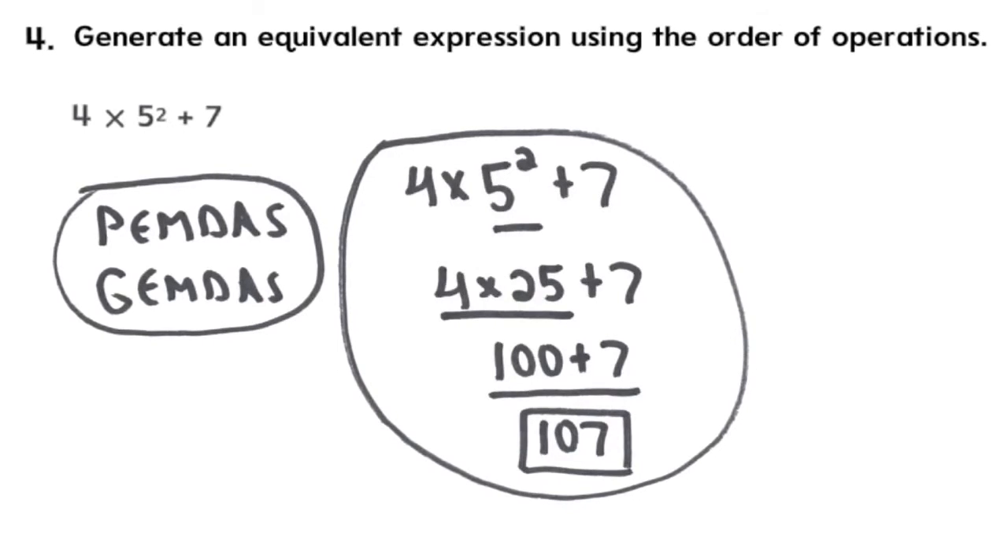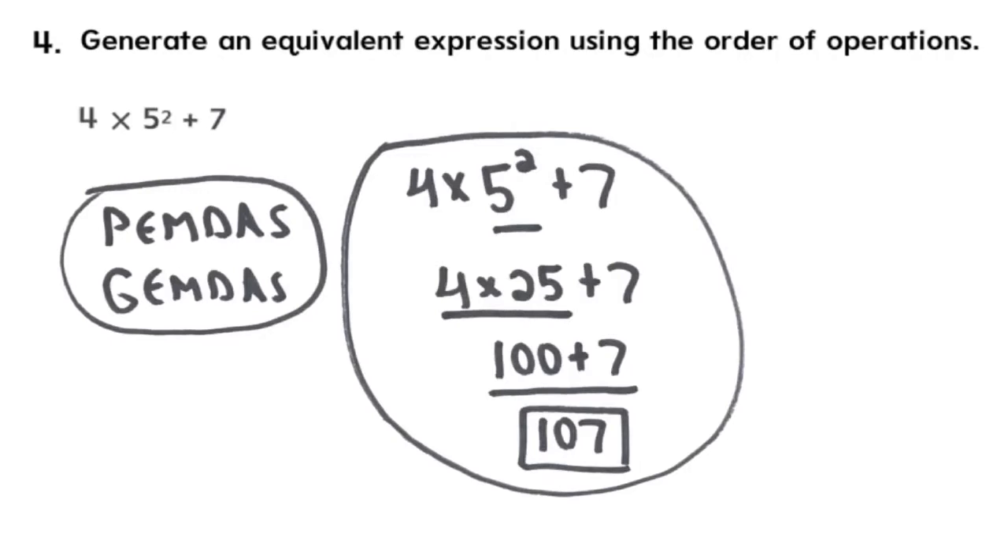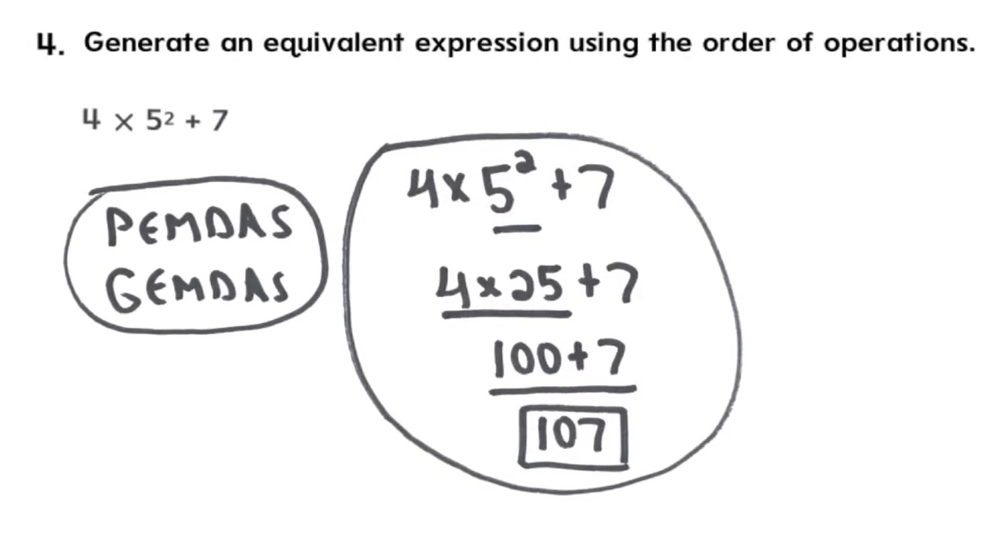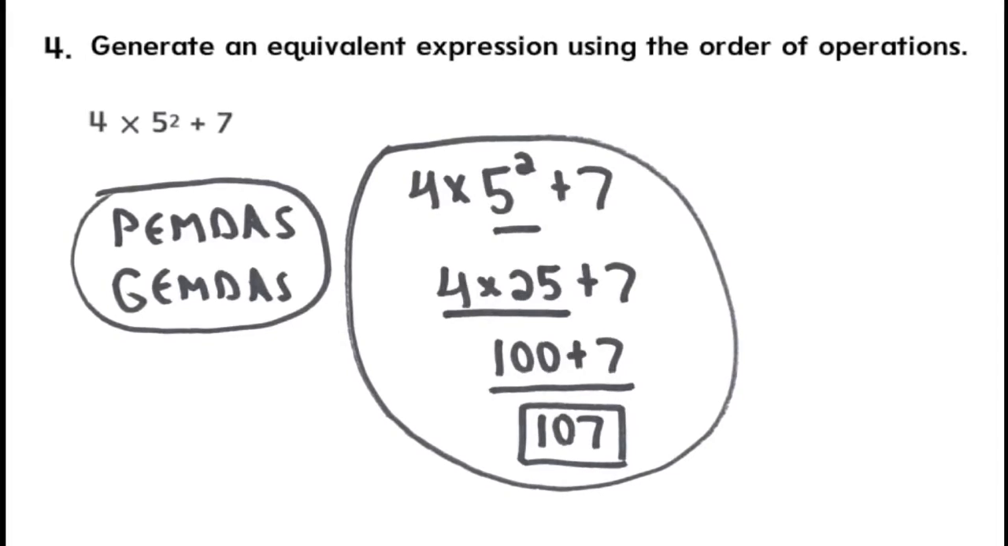The next step would be multiplying and dividing left to right. We have multiplying, so you would do that step next, 4 times 25. And the final step that appears in this problem is addition. You would add those up and you end up with 107.